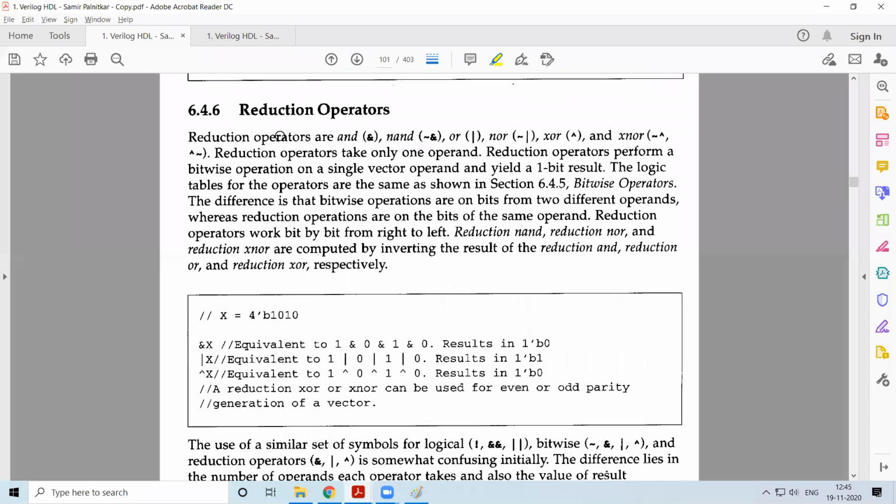So next we have reduction operators. What happens in a reduction operator? This is a unary operator, because it requires only one operand for its performance. Here we can see AND, NAND, OR, NOR, XOR, XNOR. These are a few reduction operators. How are they utilized?